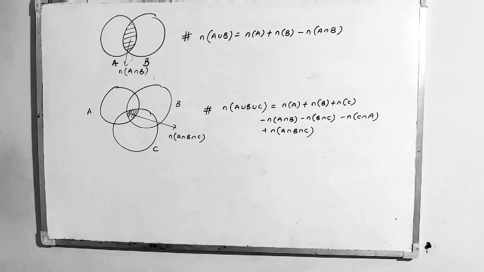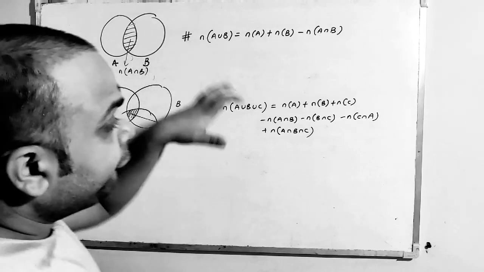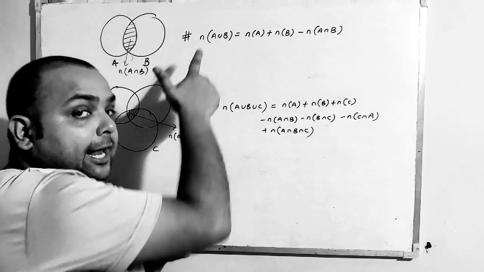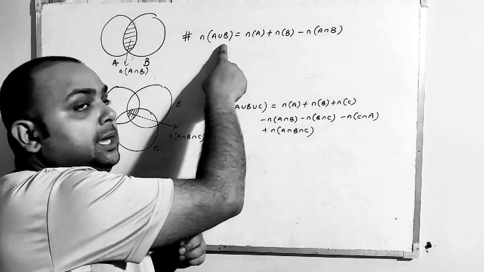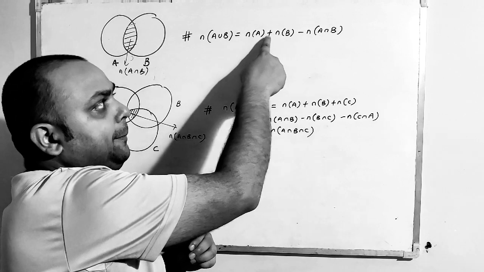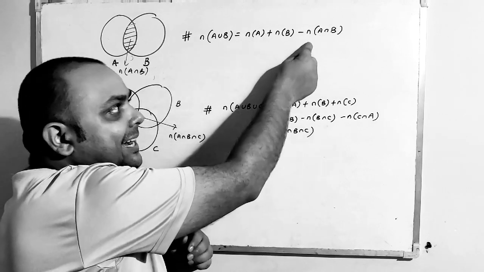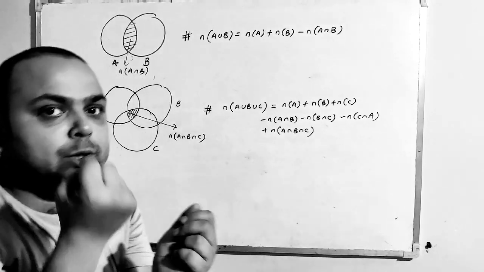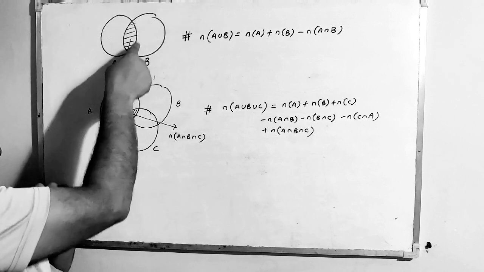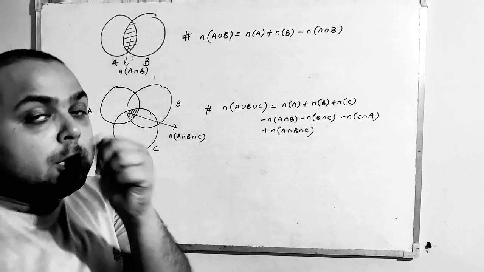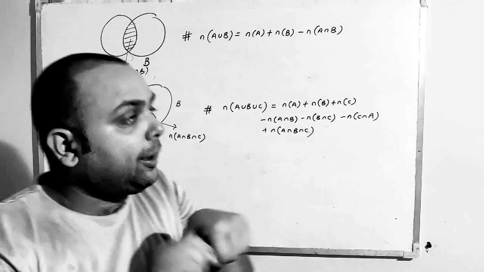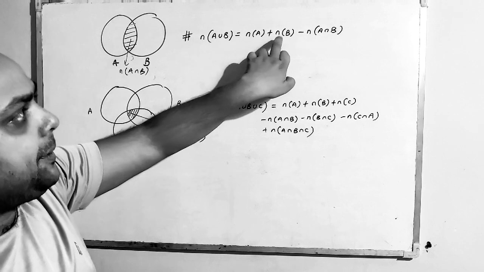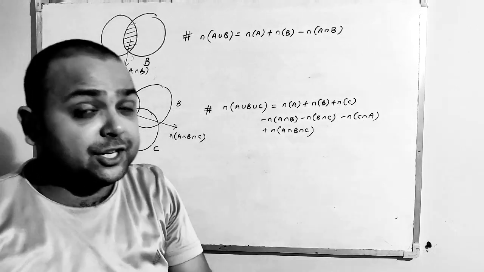Now if we have two sets A and B, the formula to calculate the relationship between those two sets is n of A union B, the number of elements of A union B, is equal to the number of elements of A plus the number of elements of B minus the intersection part. We are subtracting the intersection part because it comes two times. If we take A, if we take B, this portion is coming two times. So we have to subtract it one time. That's why the formula is n of A union B equals n of A plus n of B minus n of A intersection B.